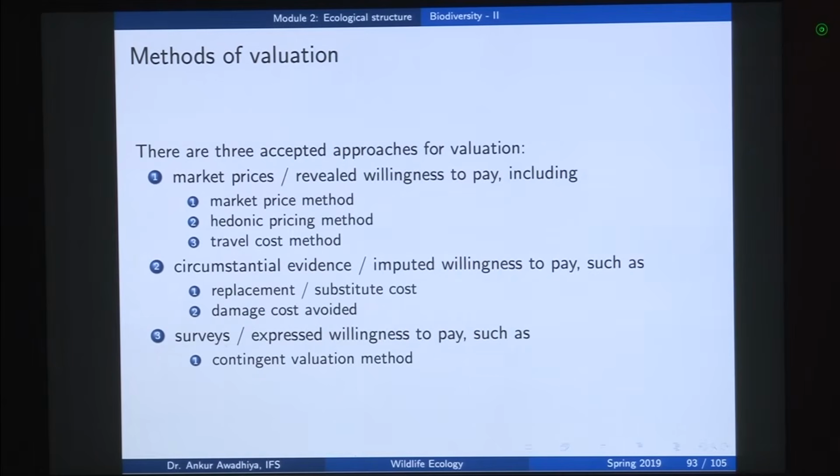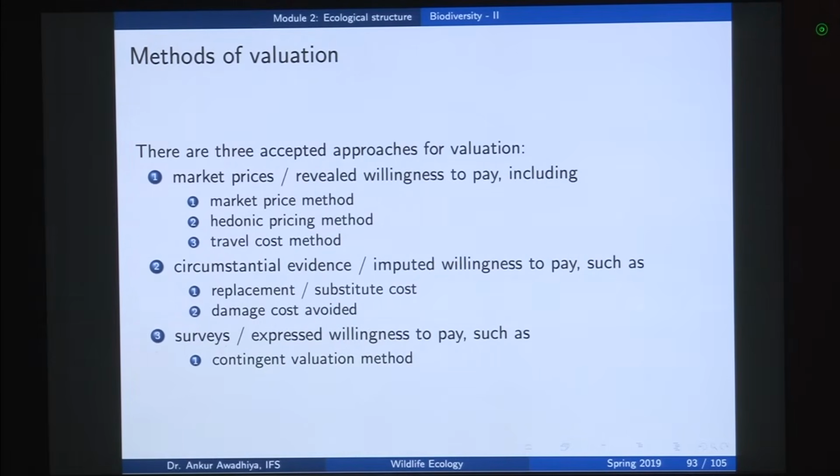So, market price method would ask how much volume of timber was extracted from this forest every year and what is the price of that timber that is being extracted from this forest. You multiply both of these and you get a market value of the forest. Yes, this forest is important because it is giving us say 20 crores of rupees every year. That is the market price method.